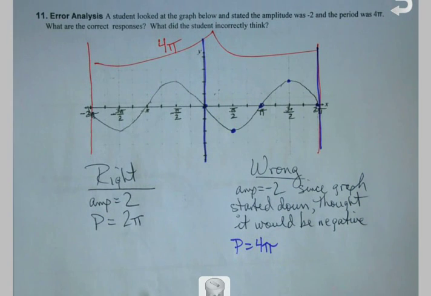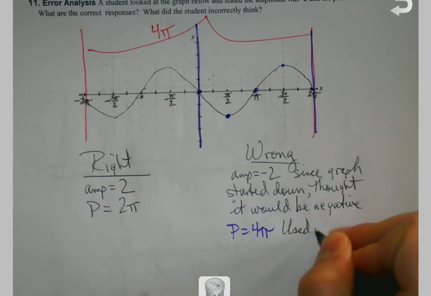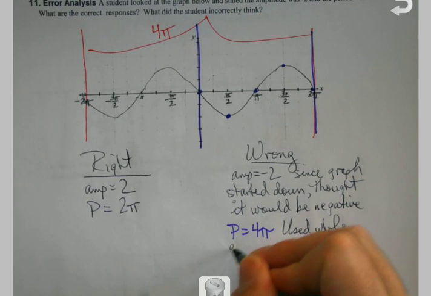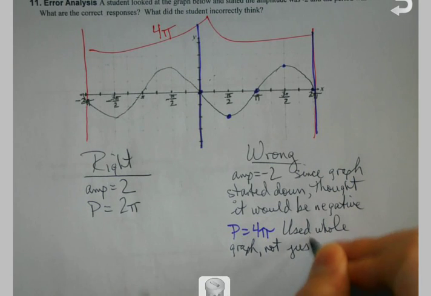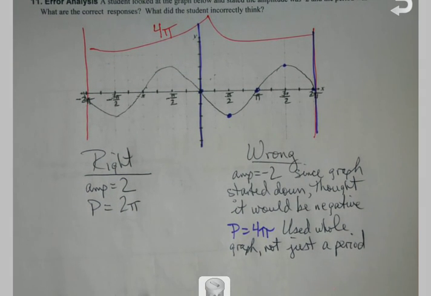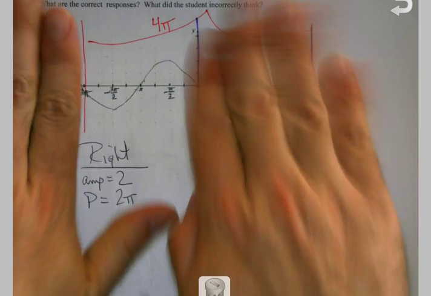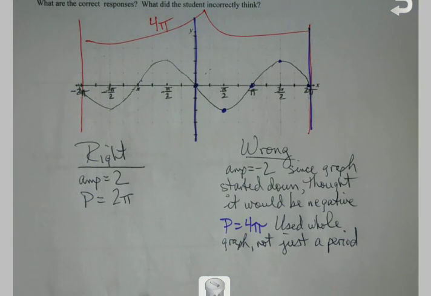is 4 pi. So maybe they said, oh, that's the whole graph, but well, that's not the whole graph. We only are looking at it for one cycle to be done. So maybe they used the whole graph, not just a period, because we figured out a single period is only from here to here, or here to here. But if somebody looked and said, well, it's just however long the graph is, well, that's not right. That's not the way we want to think.